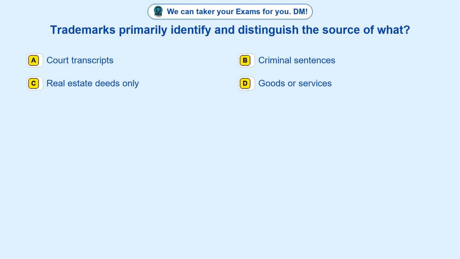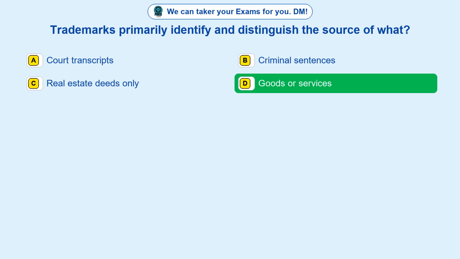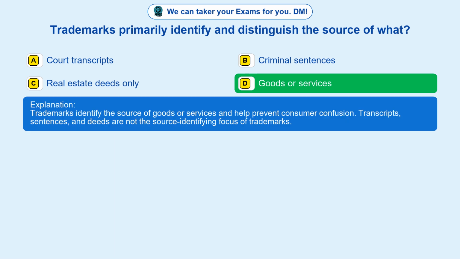Question 94. Trademarks primarily identify and distinguish the source of what? Option A, court transcripts. Option B, criminal sentences. Option C, real estate deeds only. Option D, goods or services. The correct answer is option D, goods or services. Trademarks identify the source of goods or services and help prevent consumer confusion. Transcripts, sentences, and deeds are not the source identifying focus of trademarks.